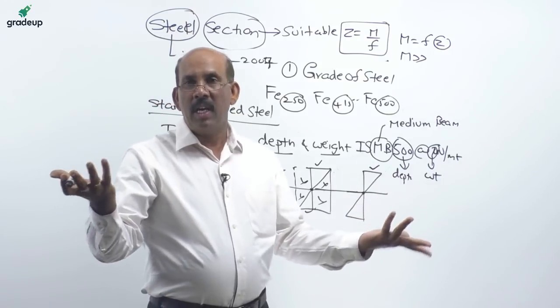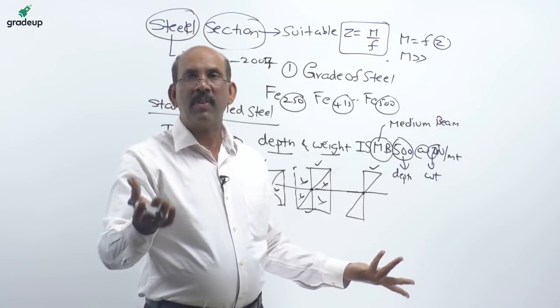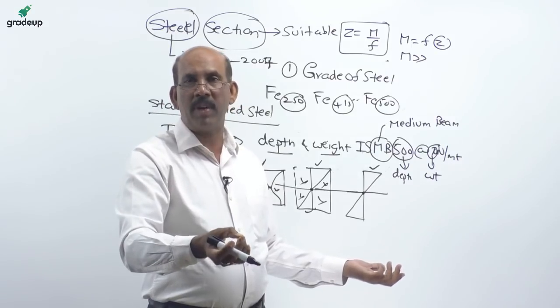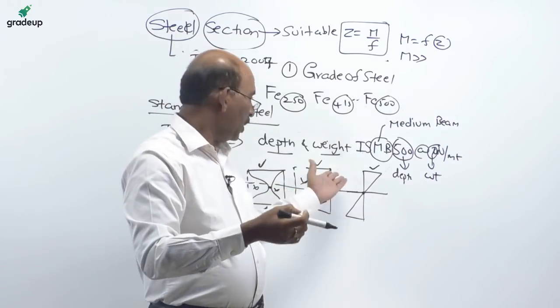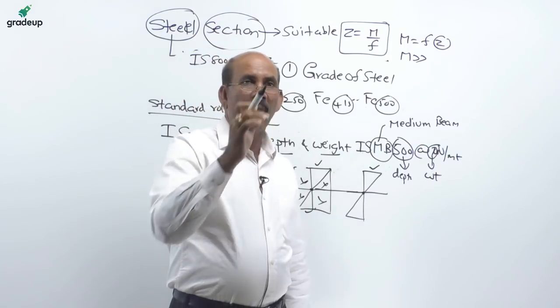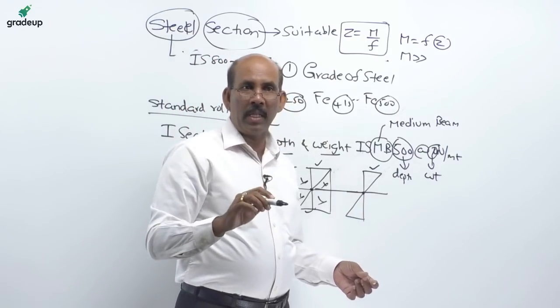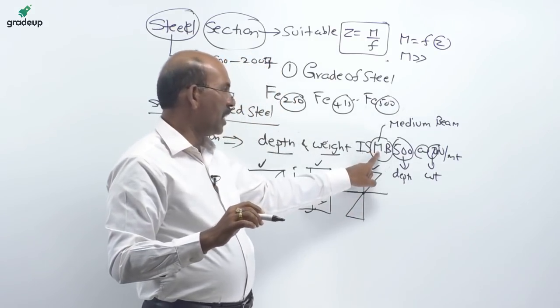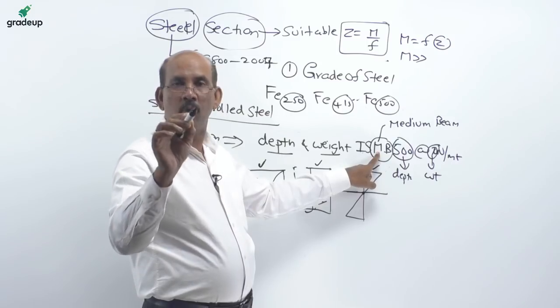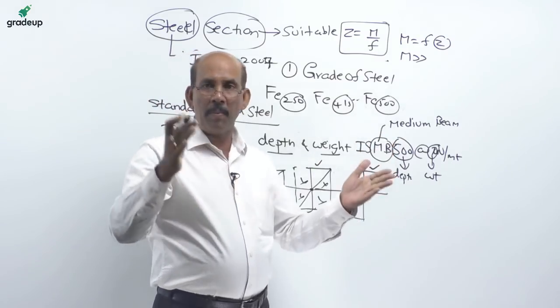Unnecessarily more weight automatically makes the cost of the steel structure higher. That's why the factor of safety is 1.15, very less, and the shape is also most important with reference to the section. What does MB mean? As I mentioned, Mr. Shahid Muhammad Ji, MB refers to medium beam.